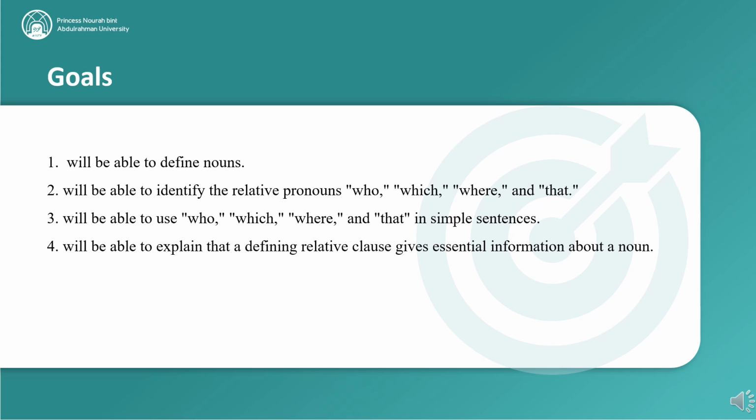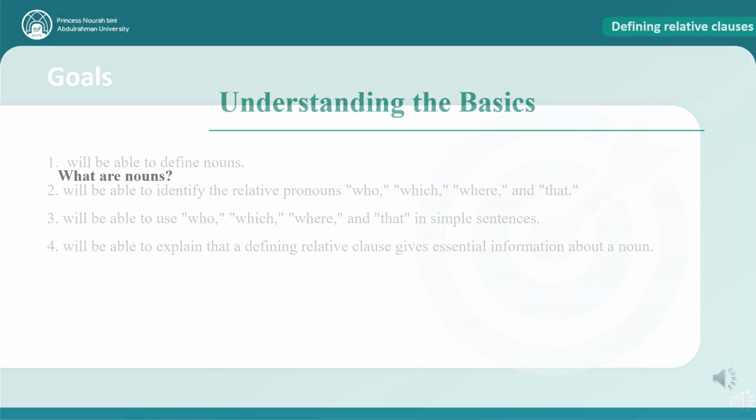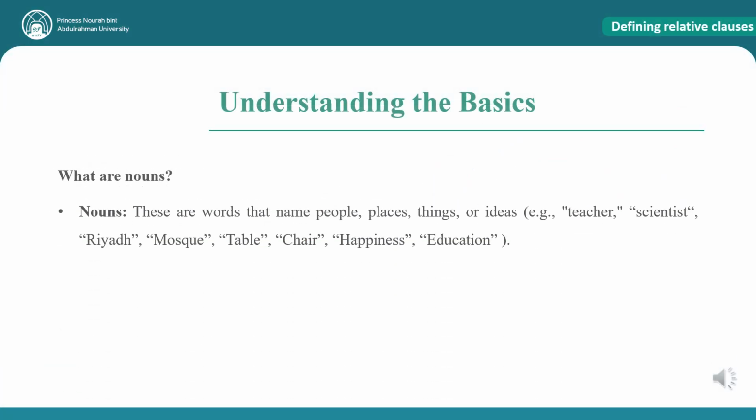We'll be able to use who, which, where, and that in simple sentences. We'll be able to explain that a defining relative clause gives essential information about a noun. But first, let's remember nouns.